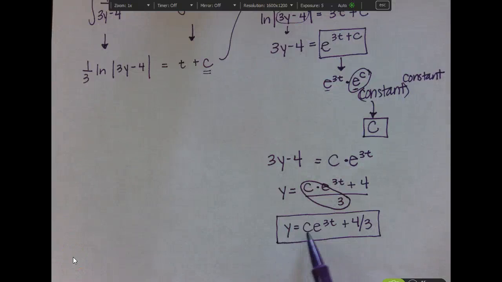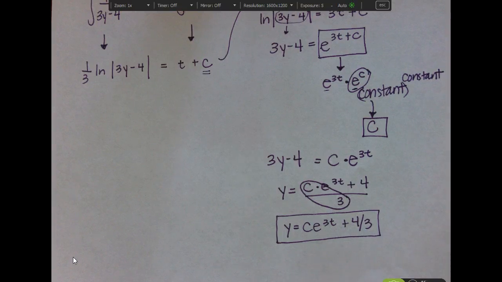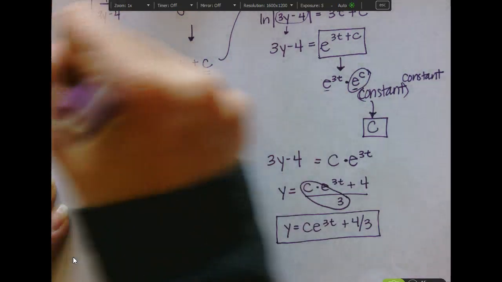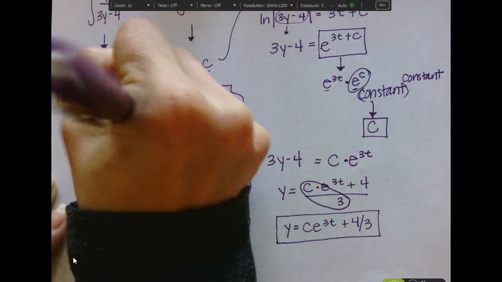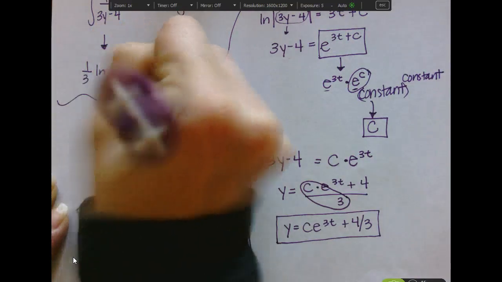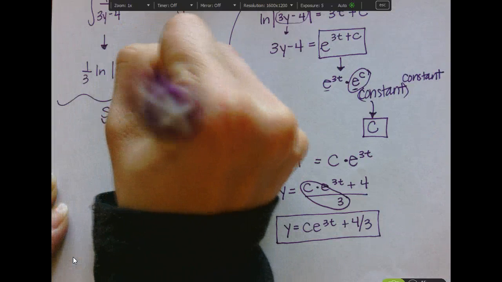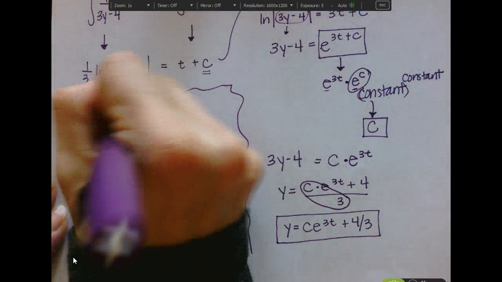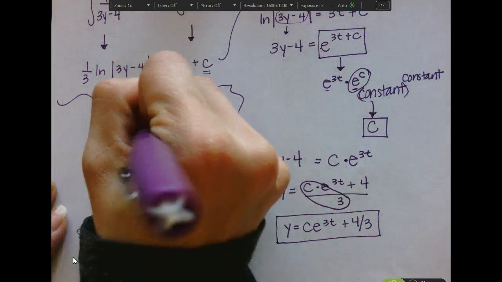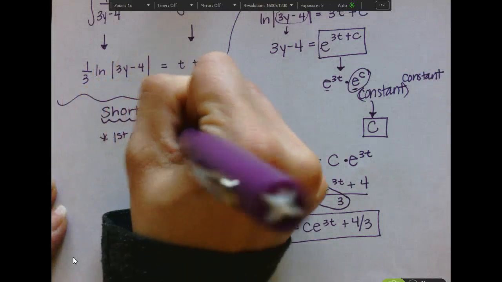was y equals c, some constant, times e to the 3t plus 4/3. Okay, let's side by side use the shortcut. You're going to see that it is much faster, and so I would never expect you to do all of this lengthy work when you can use the shortcut. But remember, the shortcut only works for first order linear differential equations.